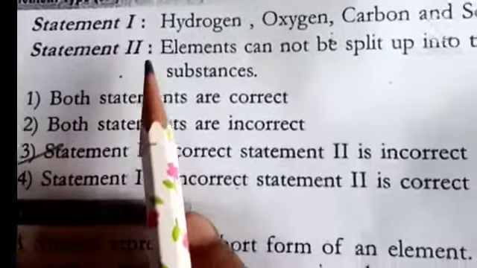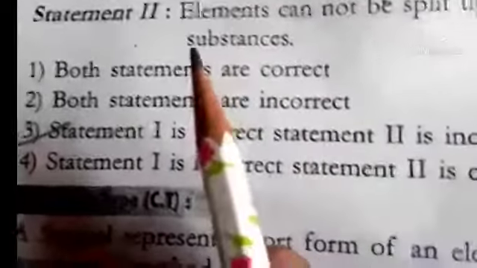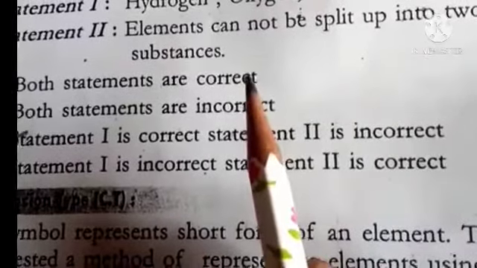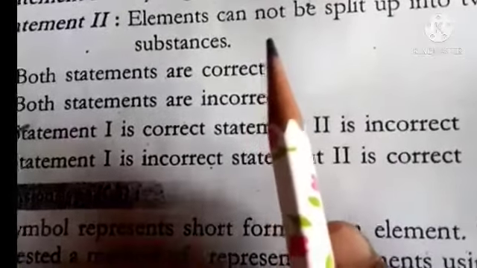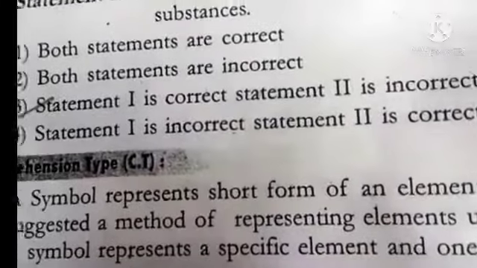Then statement type. Statement 1. Hydrogen, oxygen, carbon and sodium are elements. Statement 2. Elements cannot be split up into two or more simple substances. Listen here. An element means a substance which cannot be broken into a further simpler form in a chemical reaction. That is called the element. Here hydrogen, oxygen, carbon and sodium are elements. Statement 1 is correct. Then statement 2 is incorrect.